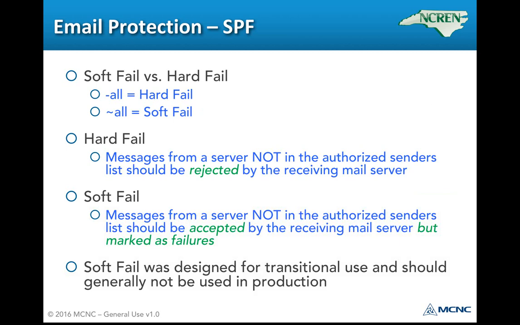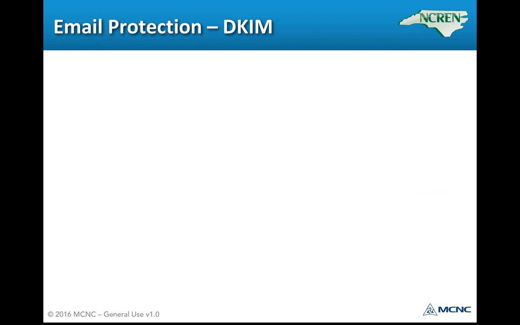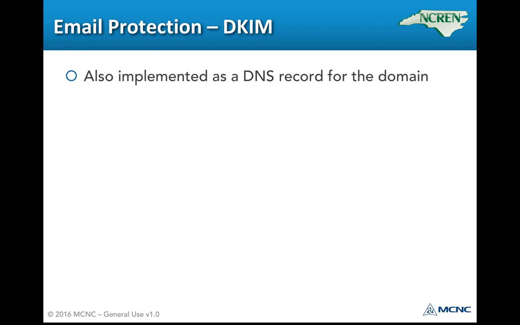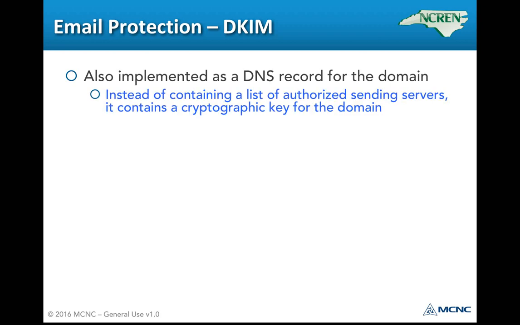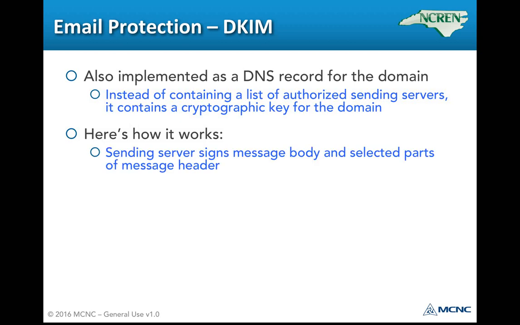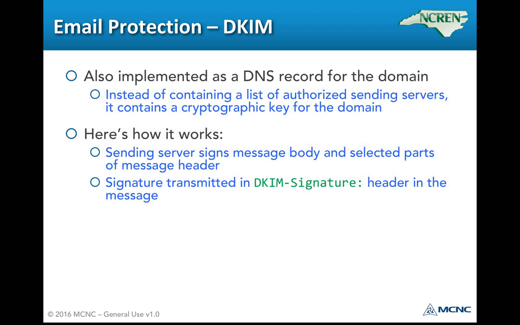So that's SPF. Now we want to talk a little bit about DKIM. DKIM is also implemented via DNS records for the domain. But instead of specifying a list of authorized servers in the record, you would instead specify a cryptographic key for the domain. So here's how it works. The sending server uses the private key from that pair to sign the message body and selected parts of the message header, and that generates a signature that is placed inside the header. So there's this DKIM signature header, followed by the actual cryptographic signature. That would be part of the message that gets delivered to the end user.